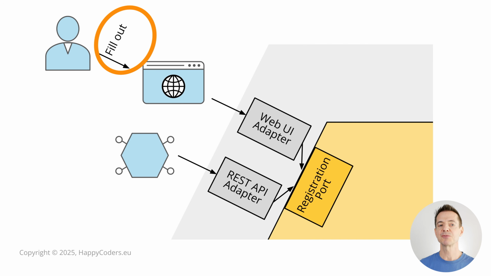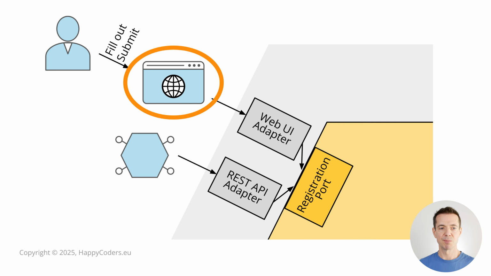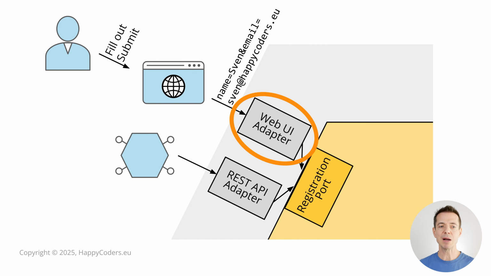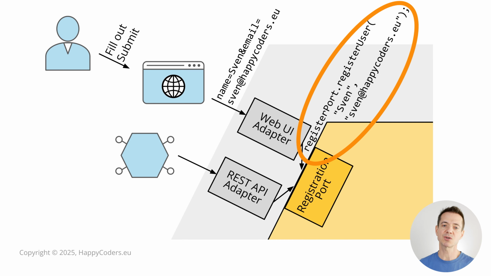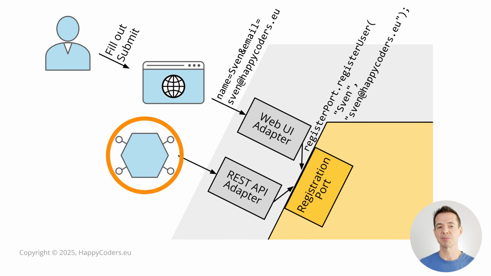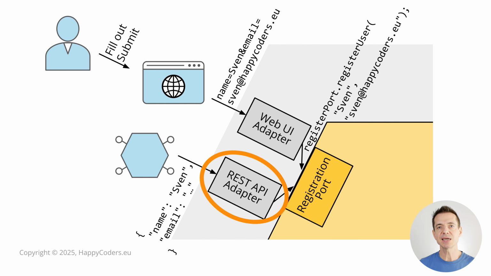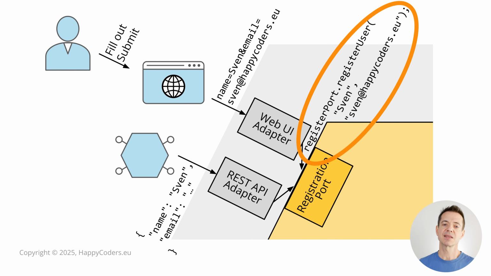The user fills out a form in the browser and clicks Submit. The browser then sends the form data as a post request to the web adapter. The web adapter evaluates the post request and calls a registerPort.registerUser method. In the same way, an external application could send the user data as a JSON package to the REST adapter. The REST adapter evaluates the JSON package and calls the same registerUser method that the web adapter called.